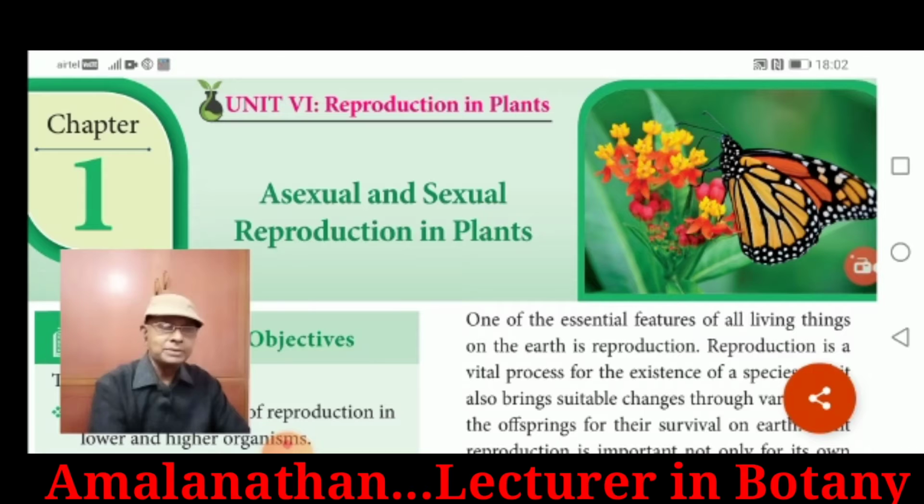There are several types of conventional methods of vegetative reproduction. Some of the methods we are going to see now. First one, cutting. Second, grafting. Third one, layering. The first one, cutting. When cut pieces of the root, stem and leaves are planted in moist soil or a suitable medium, a suitable substratum for growth, they grow into new plants.